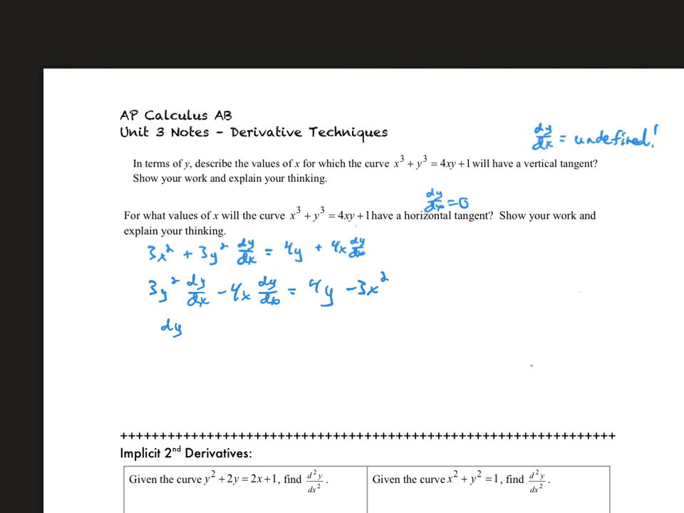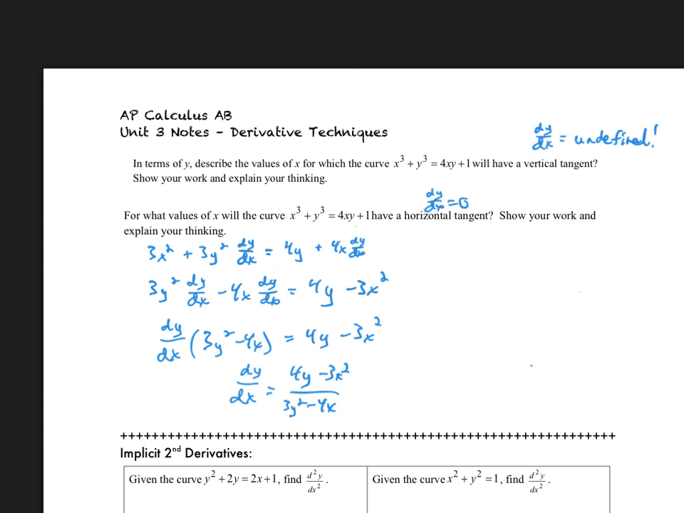Okay, so let's take the step of factoring out. And then let's go ahead and divide to get the dy over dx accounted for. Okay, so there is our derivative.